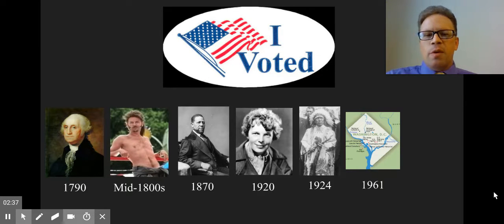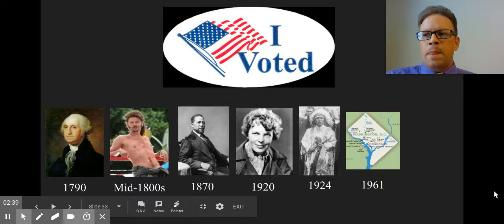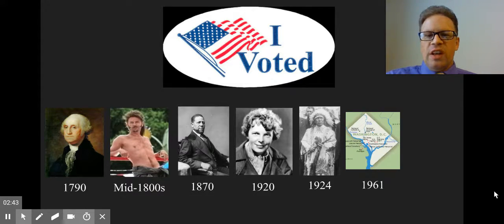The 23rd Amendment, which was ratified in 1961, added voters from the District of Columbia to the presidential electorate. So those that live in D.C., hey, you're allowed to vote for president. You can't vote for a member of Congress that can vote. You don't get a senator, but hey, you can vote for president.